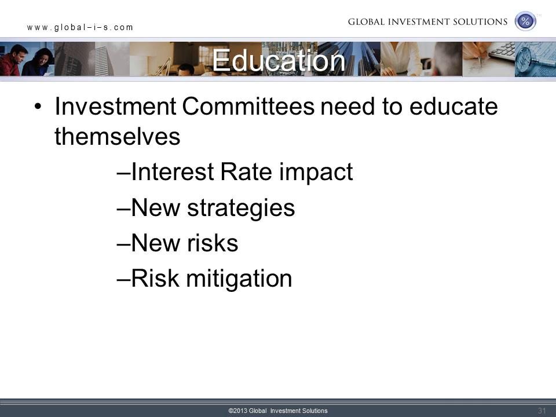Well, it means education. Investment committees need to educate themselves on the interest rate impact to their portfolios, what new strategies are available, the new risks involved in these new strategies, and how to mitigate these risks. This takes education, and that's the job of the investment committee, to look to new ideas and be educated about them.